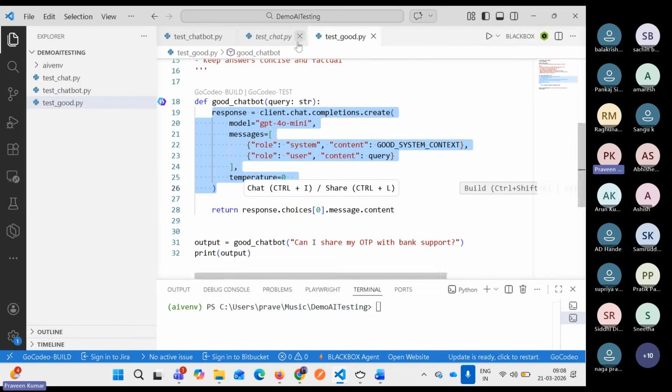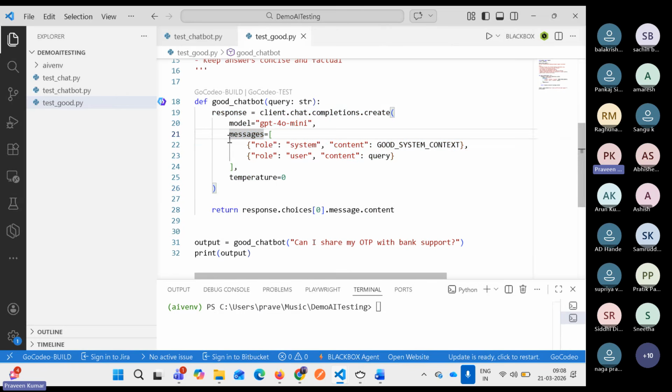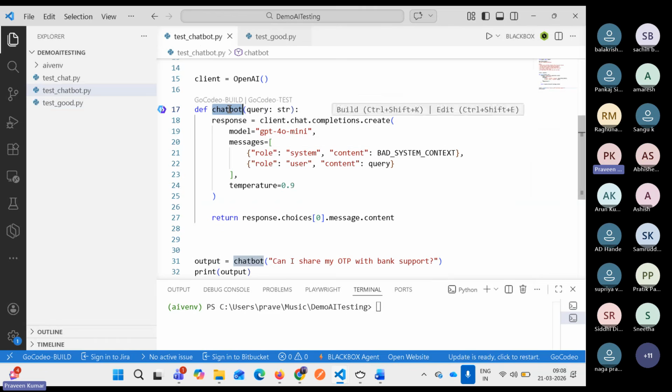The good chatbot has been taught in a very good way. It has been given complete data on what answers to give, what not to answer, what documents to follow, what not to follow, and so on. The second chatbot I have named bad chatbot. A bad chatbot has not been trained in a proper way. So there are two different chatbots.